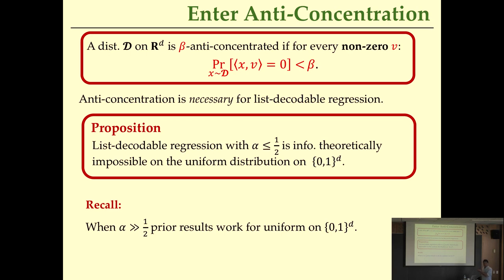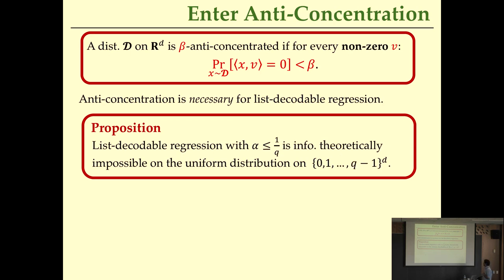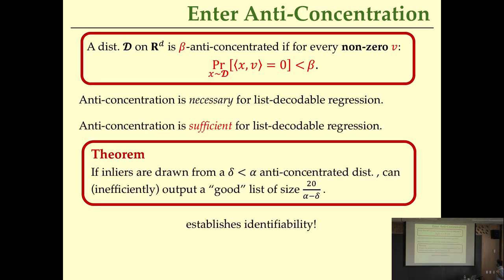But it's important to note here a difference between large alpha and alpha smaller than or equal to half. Okay? I mentioned before that when alpha sufficiently exceeds half, there are already works that show that you can actually solve list-decodable regression on the uniform distribution on the hypercube. On the other hand, I'm claiming that if alpha is at most half, you cannot do it provably, information theoretically. So there is a difference between this list-decodable setting and the small outlier setting. Good. So that's the variant of the result for more discrete distributions.